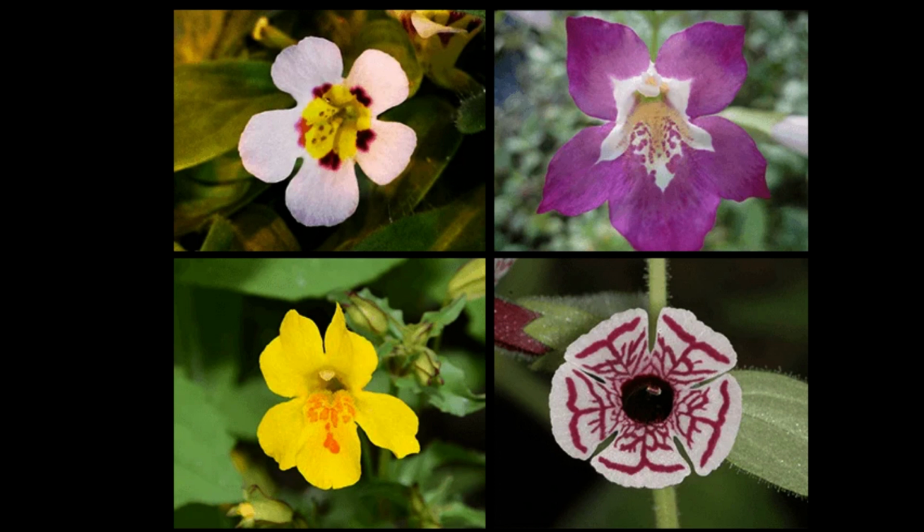The figure clearly shows examples of patterns in different species of monkey flower: Mimulus rupicola on the top left, Mimulus variegatus on the top right, Mimulus luteus on the bottom left, and Mimulus pictus on the bottom right.